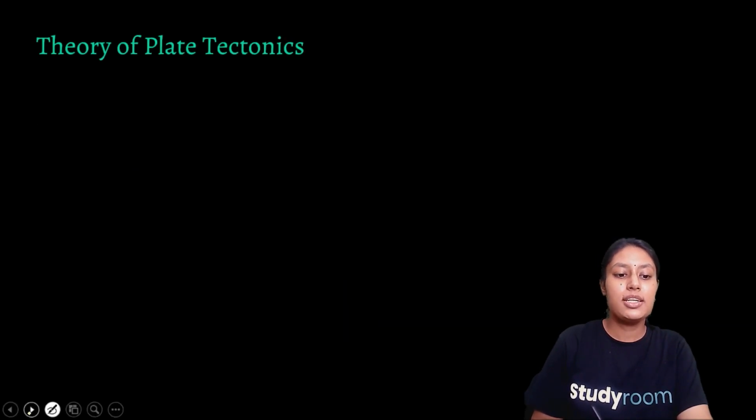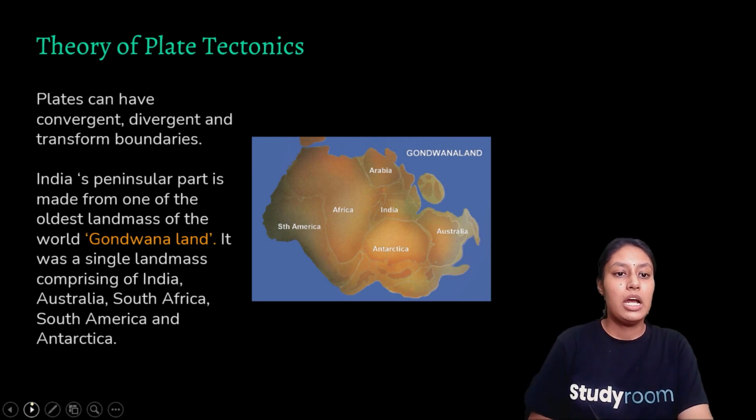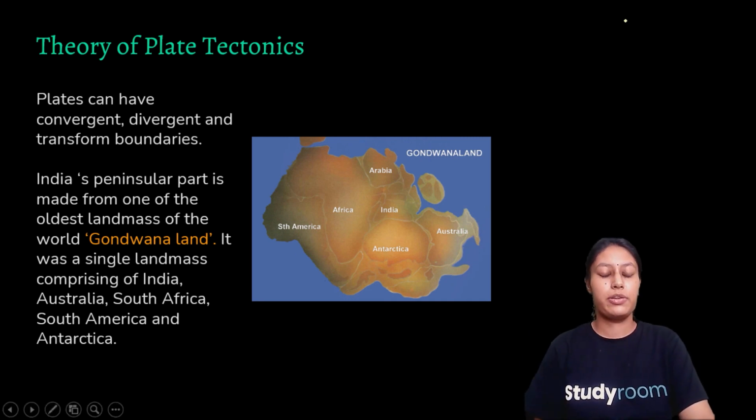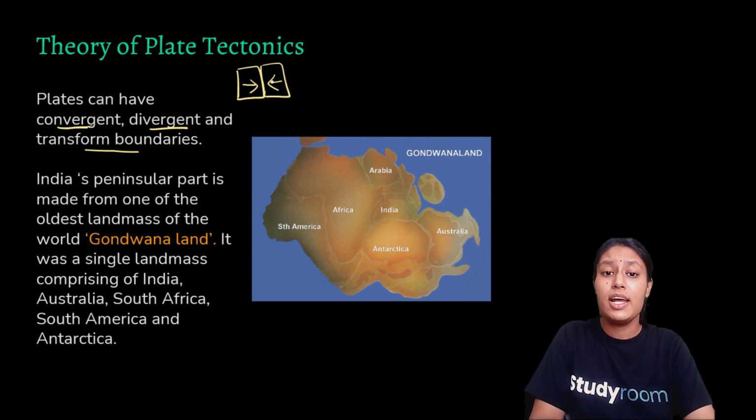Now, majorly the classification is of only three types: either they fold, or faulting, or volcanic activities happen within the plate. They majorly have three different directions that the plates follow: convergent, divergent, and transform boundaries. If these are two plates, convergent means one plate pushes toward the other plate, and the second plate also pushes towards the first plate.